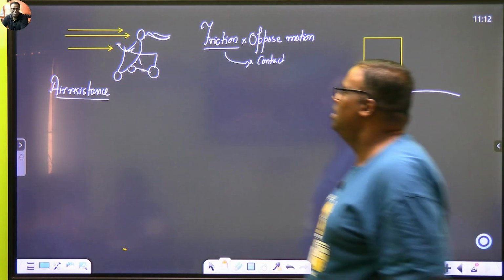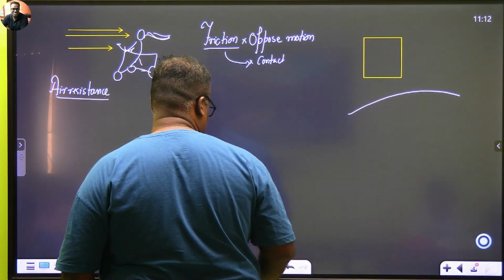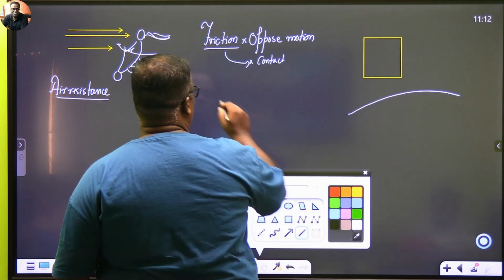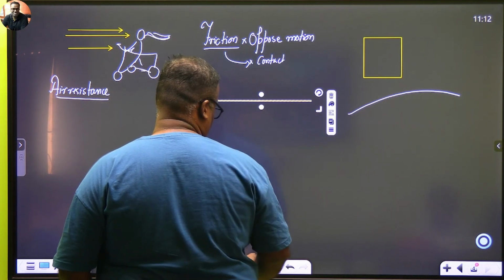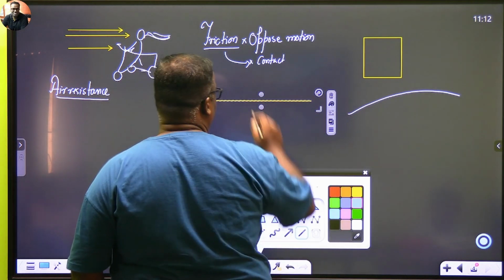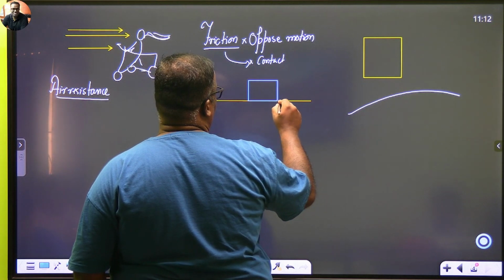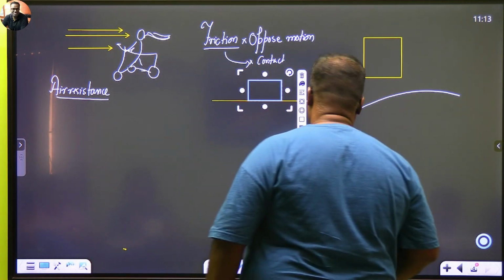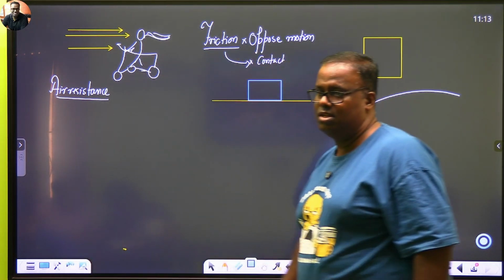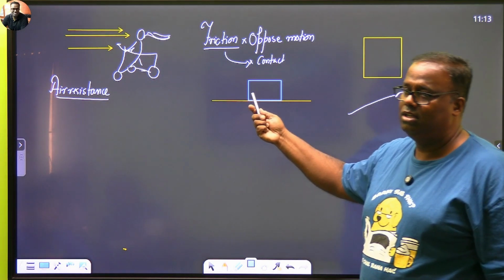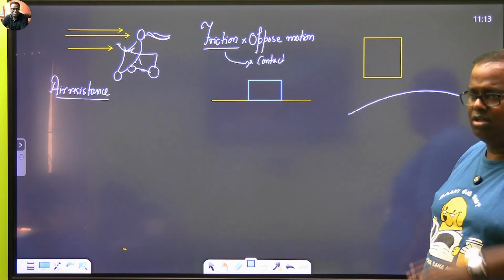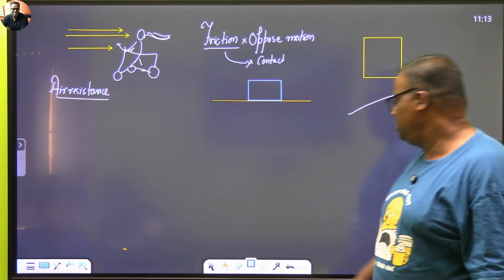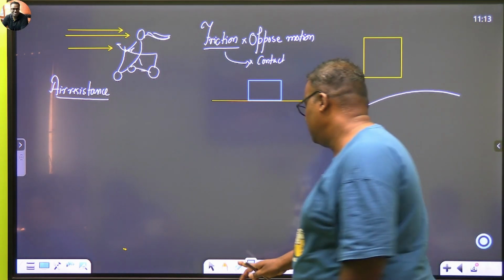Let's see now the example of friction. First, let us understand what is friction. So let's say we have a surface like this, and on this surface we have another surface which has been kept. Right? Question arises, let this be a plane surface, horizontal. Does the block slide over this block? No, the block does not slide over this block.